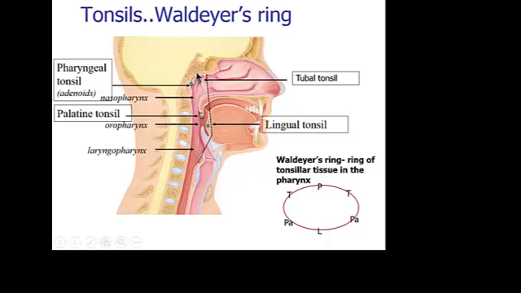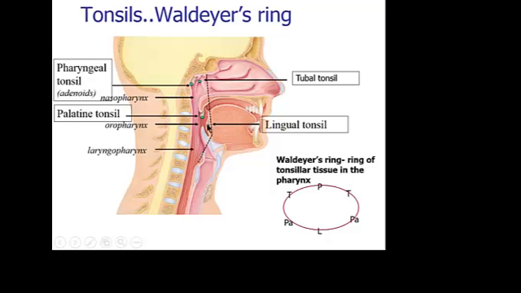Now, if we put all this together all around like this in a ring, we get the Waldeyer's ring. The pharyngeal tonsil is on the posterior aspect of the nasopharynx, right at the back. So it is a single tonsil up here. From here, you move on to the tubal tonsil of one side. Then come down to the palatine tonsil of the same side.